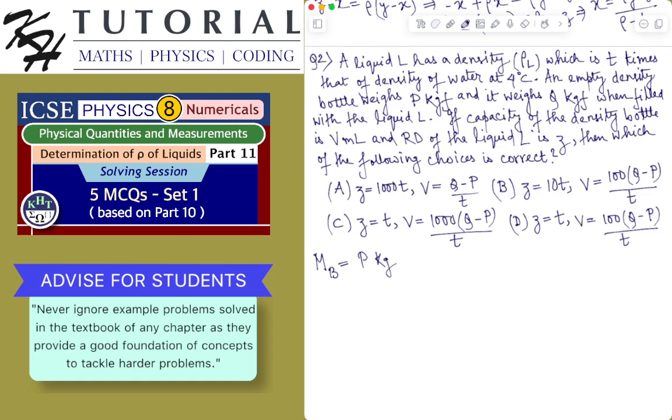And it is given that the weight of the density bottle filled with the liquid L is Q kilogram. So MBL, where MBL stands for the mass of the density bottle completely filled with the liquid L, is given as Q kilogram. So clearly the mass of the liquid that is completely filling the density bottle will be MBL minus MB, which is equal to Q minus P this much kilogram.